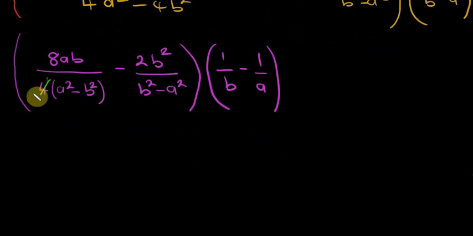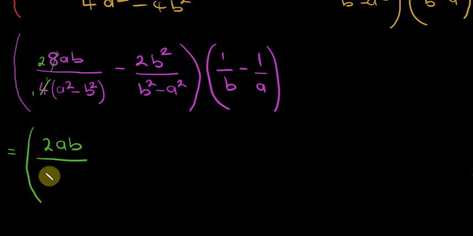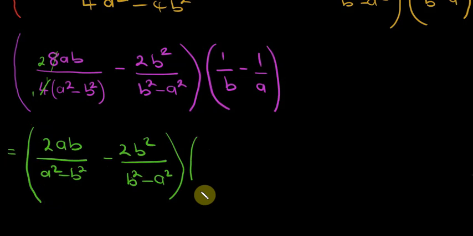Say, okay, 4 there is 1 time, 4 there is 2 times. As a result, we've got 2ab over a squared minus b squared minus 2b squared divided by b squared minus a squared, multiplied by, excuse me again, multiplied by 1 over b minus 1 over a.